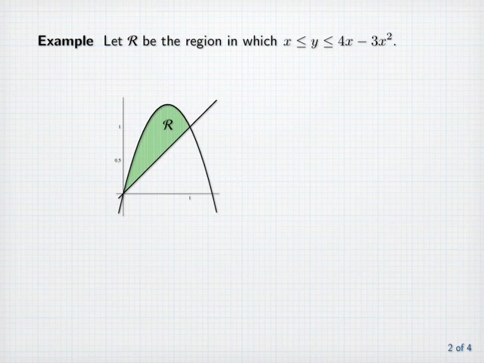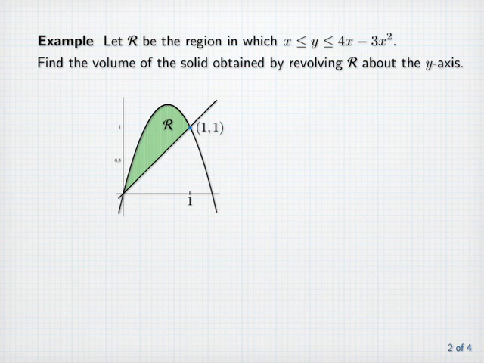By setting x equal to 4x minus 3x squared and solving for x, it's easy to determine that the graphs intersect at x equals 0 and x equals 1, so the points of intersection are the origin and the point 1, 1. Let's find the volume of the solid obtained by revolving R about the y-axis.